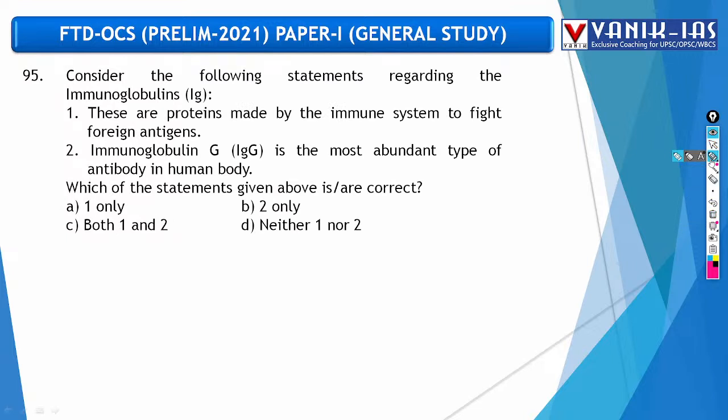Consider the following statements regarding immunoglobulins. Immunoglobulins, or Ig, are proteins made by the immune system to fight foreign antigens. Yes, to fight foreign antigens. Immunoglobulin G is the most abundant type of antibody in the human body. Yes, IgG is the most abundant type. So both the statements are right regarding immunoglobulins.